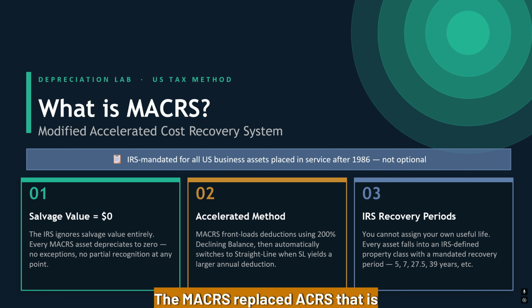MACRS replaced ACRS, that is the Accelerated Cost Recovery System, in 1986 with the Tax Reform Act. For financial accounting purposes, you can still use any method you like, straight line, units of production, and so on. But MACRS only applies to your tax return. The bonus depreciation and Section 179 expensing interact with MACRS. Those are separate topics, but they build on the MACRS foundation.